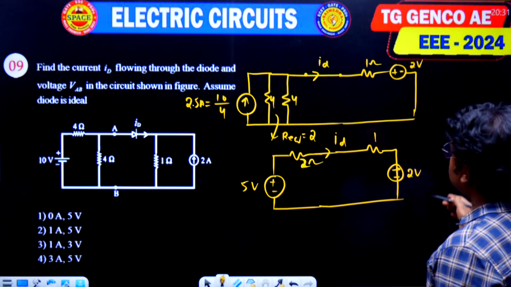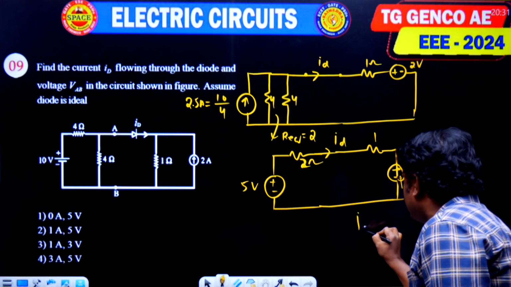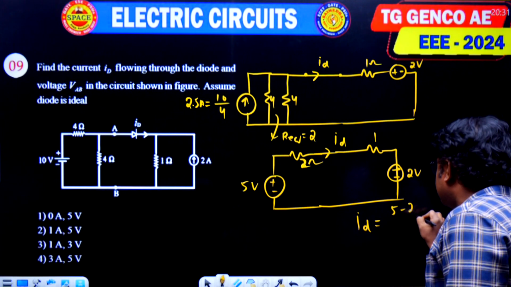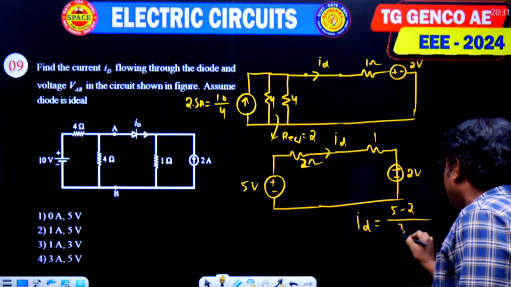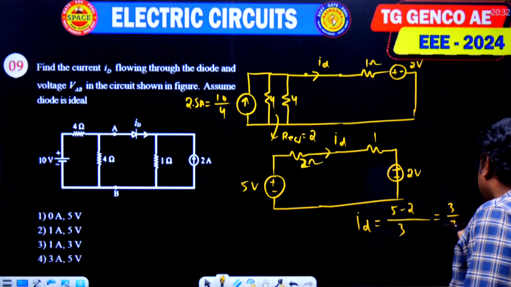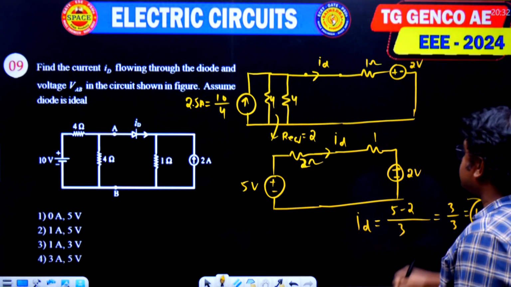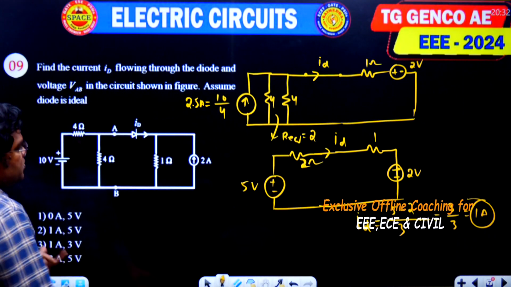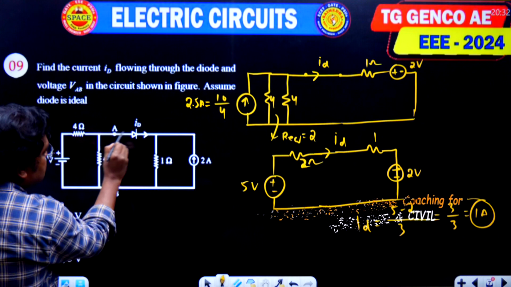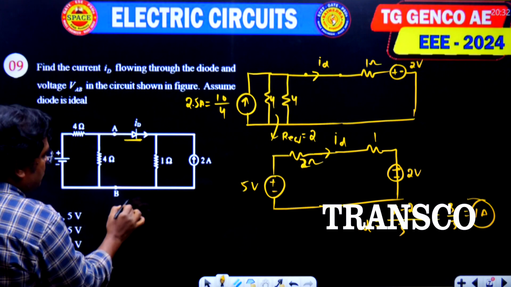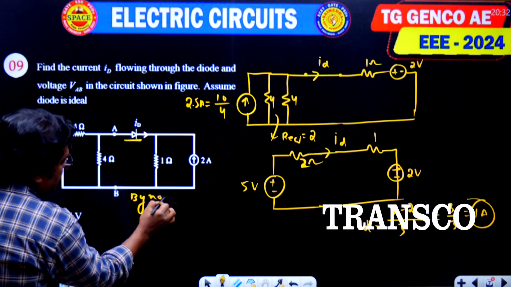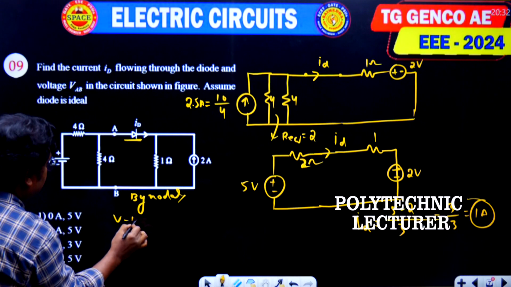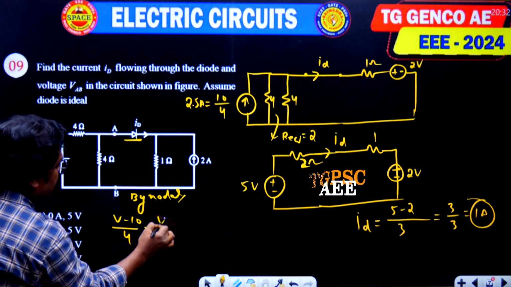Now the current passing through the diode is equal to the difference of this voltage. So that is 5 minus 2 divided by the total resistance, which is 3. So 3 by 3 is equal to 1 amp. So we get the current passing through the diode is equal to 1 amp. Now suppose the diode is conducting, just apply binodal analysis. So we get V minus 10 divided by 4 plus V by 4.